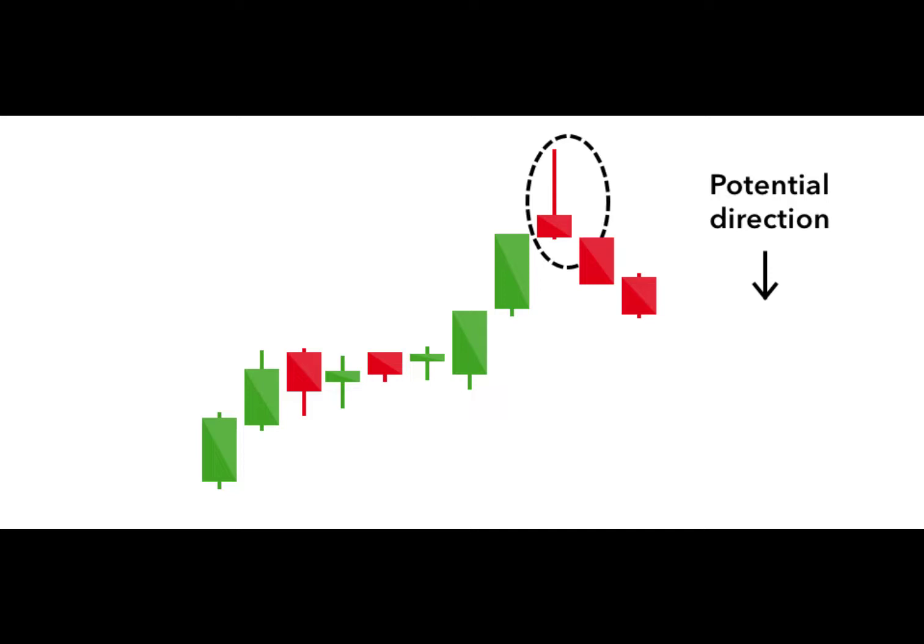It has a small lower body and a long upper wick. Usually, the market will gap slightly higher on opening and rally to an intraday high before closing at a price just above the open. Like a star falling to the ground.